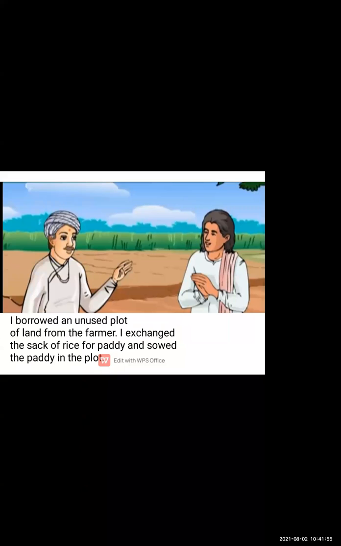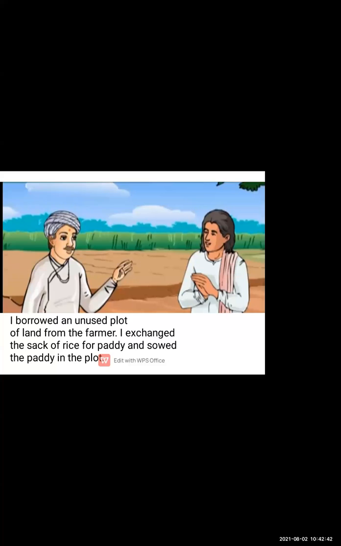I went to my neighboring farm to help with the work, and then I purchased an unused plot of land from that farmer, and in exchange for the sack of rice, I got paddy. In that plot, the crops grew well and yielded 25 sacks of rice. Of those 25 sacks, I kept 5 and sold 20 of them."